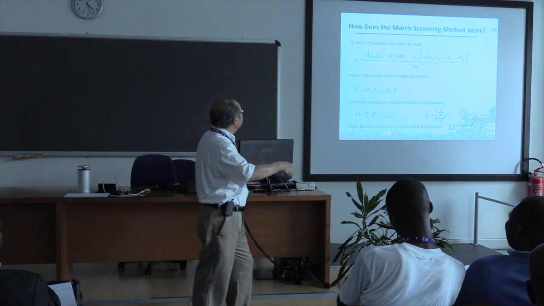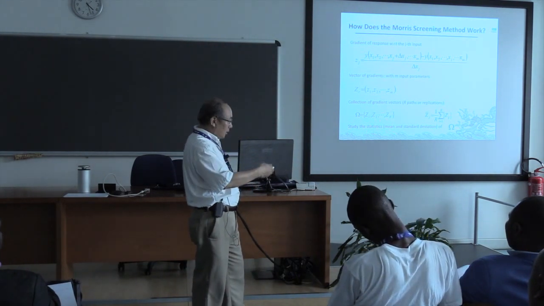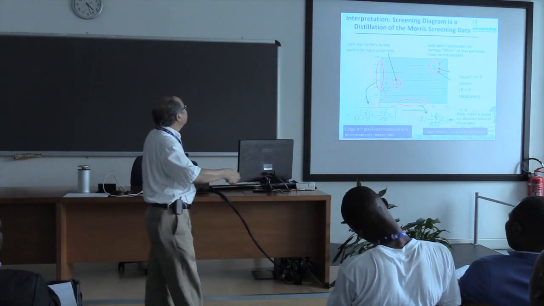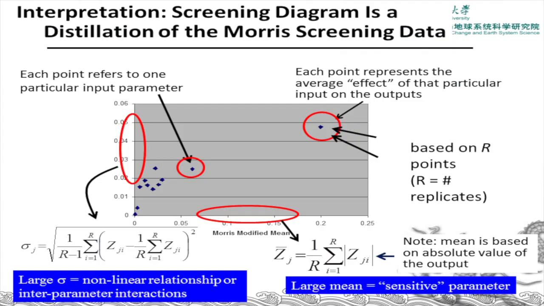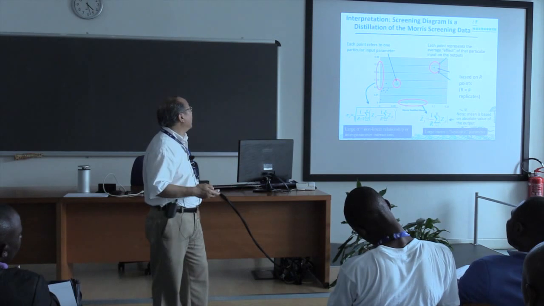There's another measure, which is the standard deviation of this thing here. If we plot it, the mean is on this line, and this is the standard deviation. Each dot represents one parameter. So this one is sensitive, and this one is not sensitive. That's how Morris's one-at-a-time, or MOAT, algorithm works.